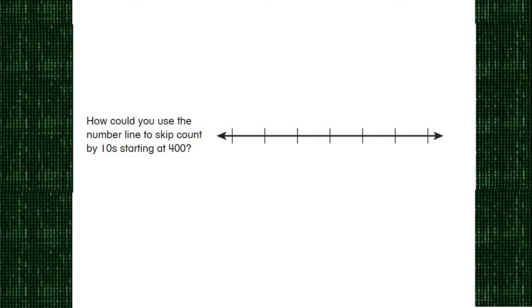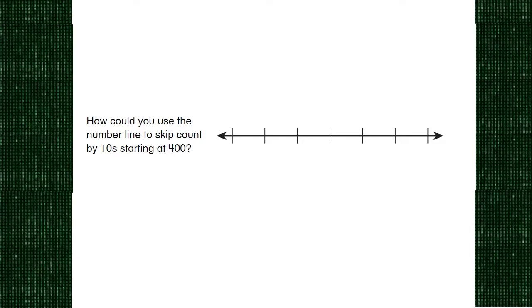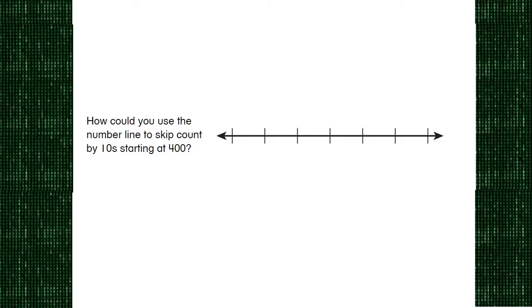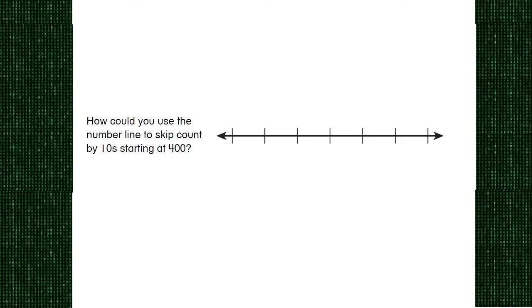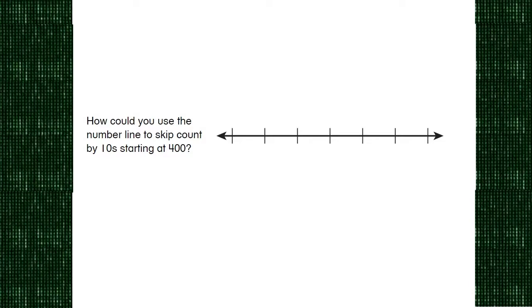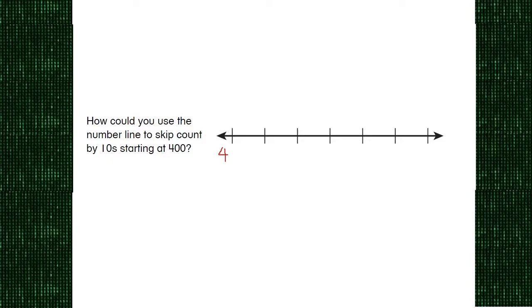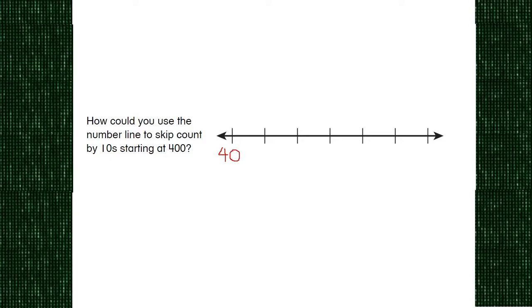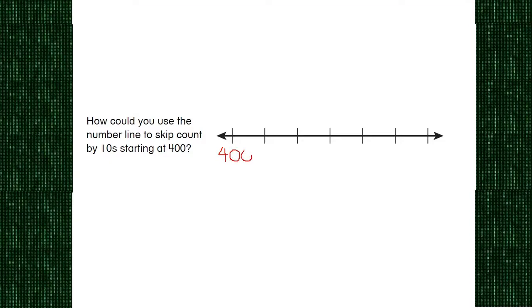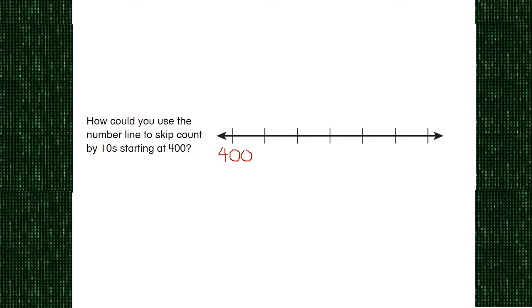Okay, so now let's look at this part here. It says, how could you use the number line to skip count by tens starting at 400? And this is important because remember, the number line doesn't have to start at 0. So imagine we're starting at 400 and we want to skip count by tens.